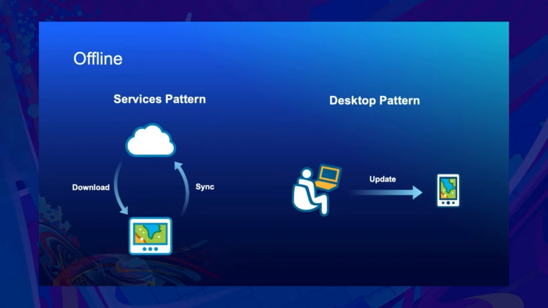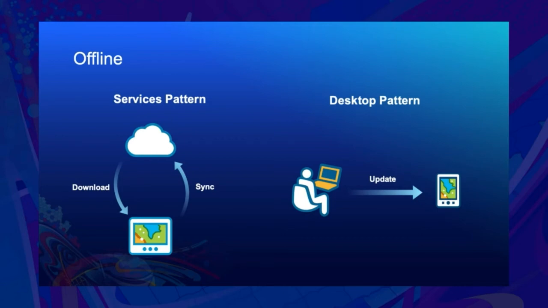Now, we support this in one of two patterns, the most common of which is the services pattern. This is where your data resides inside of a web map or your own portal for ArcGIS. And if you've configured this correctly, what you can do is you can make a request to the server to take a portion of the data offline.